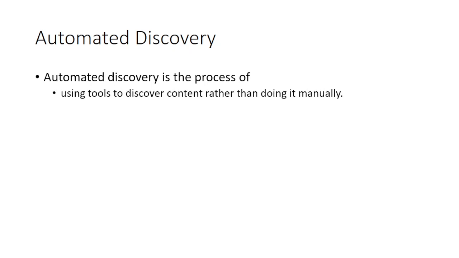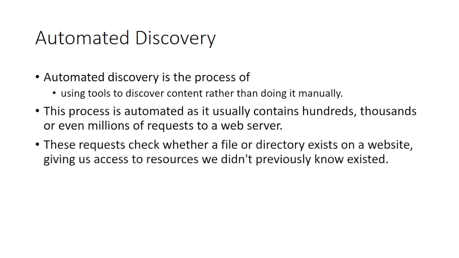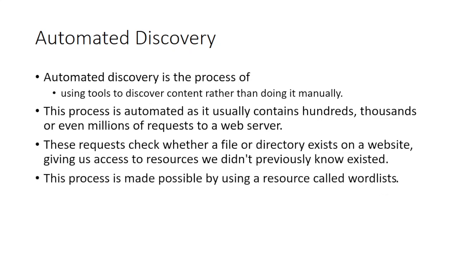And the last content discovery thing that we are going to see today is automated discovery. So what is automated discovery? It is the process of using tools to discover rather than doing it manually. This process is automated as it usually contains hundreds, thousands, or even millions of requests to a website. These requests check whether a file or a directory exists on a website, giving us access to resources we didn't previously know existed. And this process is made possible by using a resource called word lists.